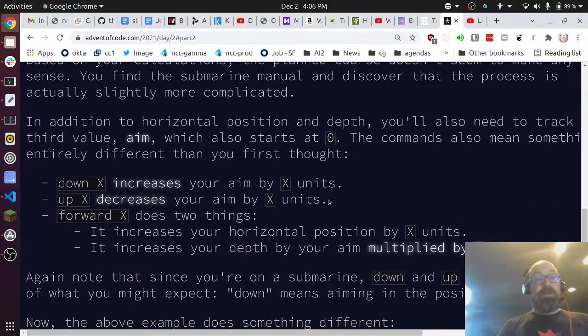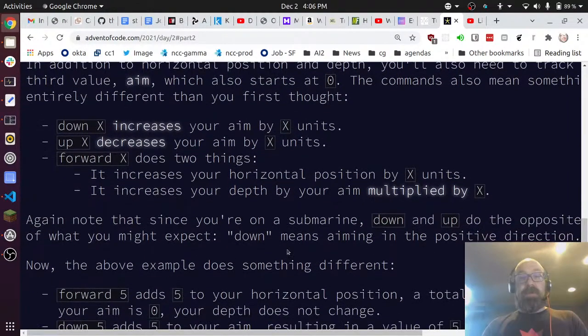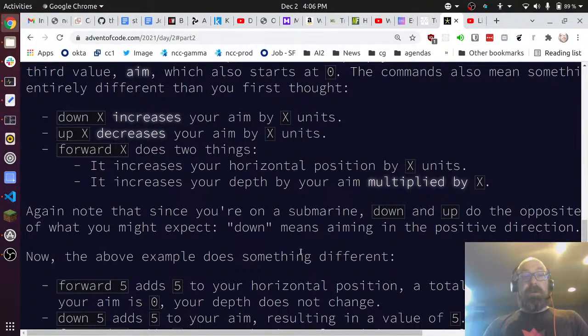Down x increases your aim by x units. Up x decreases your aim by x units. Forward does two things. Again, note that in your submarine, down and up do the opposite. Down means aiming in the positive direction.